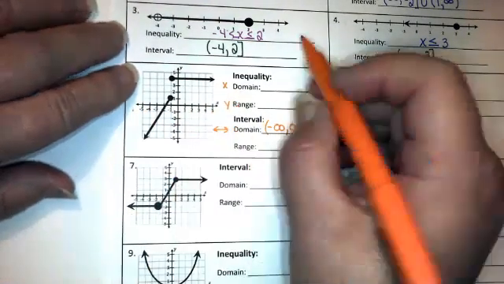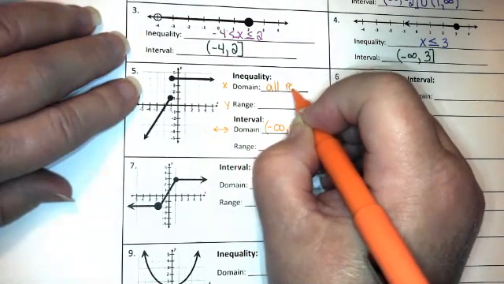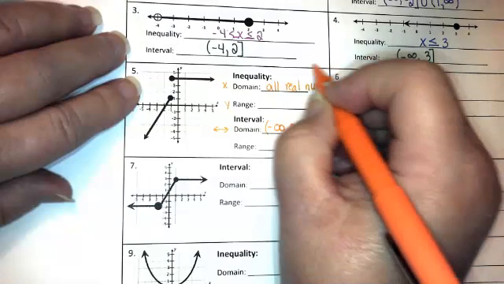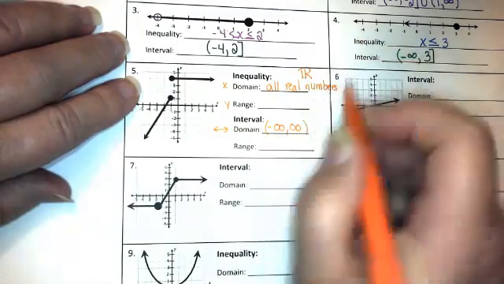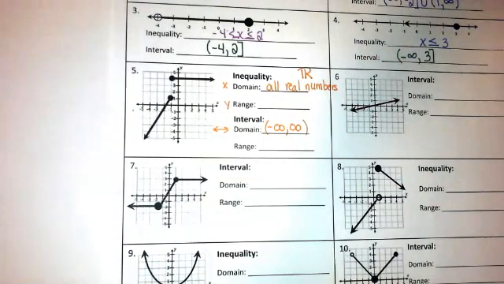In inequality, we just put all real numbers. And you can write out the words all real numbers, or you could make that fancy capital R, which stands for all real numbers. Now let's look at the range. Now the range you're going to read from bottom to top.